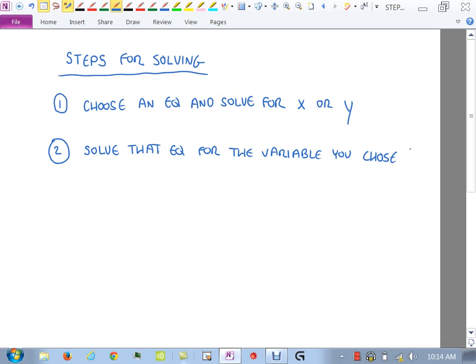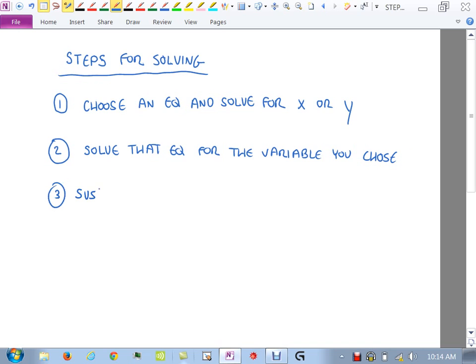Do you see why these steps are weird? Because we don't know what equation that is. That might be equation 1, it might be equation 2. We don't know if we're solving for x or for y. It all depends on the problem. Do you see why the steps are kind of weird? Okay, so we choose an equation, we solve for either x or y. Solve that equation for the variable chose, right?